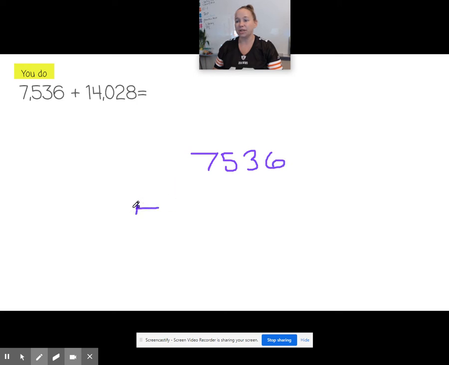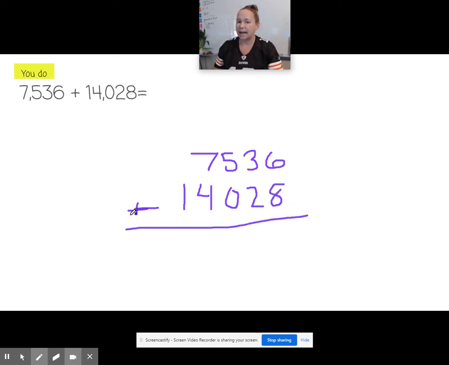Now this one's tricky. You need to make sure you line it up. So this 4 is actually in the thousands place. So see how I lined up the 7,000 with the 4,000? And this 1 is kind of hanging out there. Now I like to leave the commas off when I'm doing the math work and then add them back in at the end. Just one less thing for me to worry about. You can do that if you'd like.